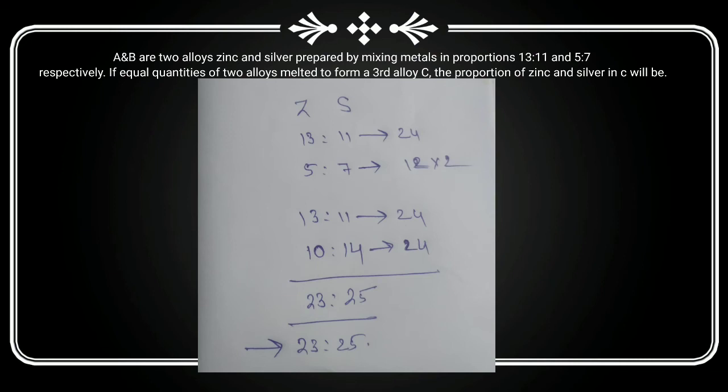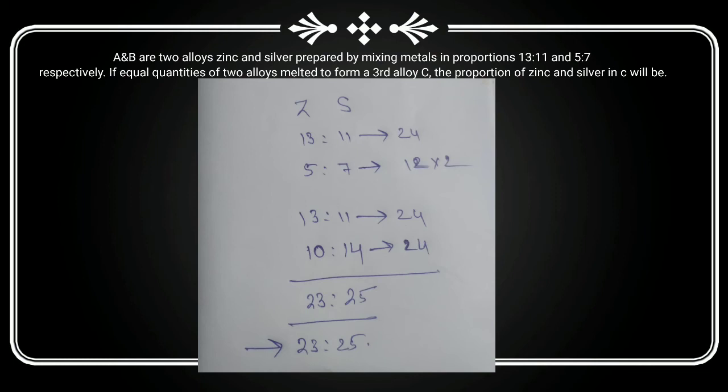In the first vessel, the zinc is 13 parts and the silver is 11 parts. In the second vessel, the zinc is 5 parts and the silver is 7 parts. So now in both the vessels, the parts are not equal. So now to make the parts equal, I am multiplying the second ratio with 2. Now the second ratio will become 10:14.